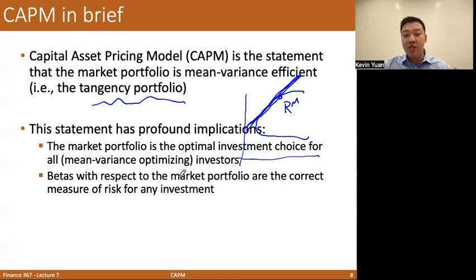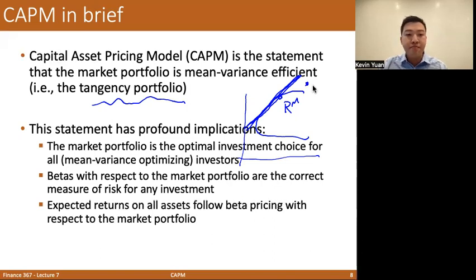And beta with respect to the market portfolio is a proper or correct measure of risk of any investment. Now, it doesn't have to lie on this line in particular. It can be down here. We use the CAPM to price that asset using the beta measure. So the expected return on all assets follows beta pricing with respect to the market portfolio, right? What this is saying is you take the beta measure and multiply it by the market portfolio's excess return.